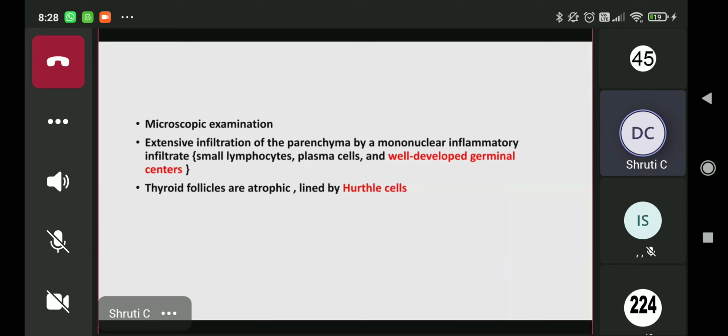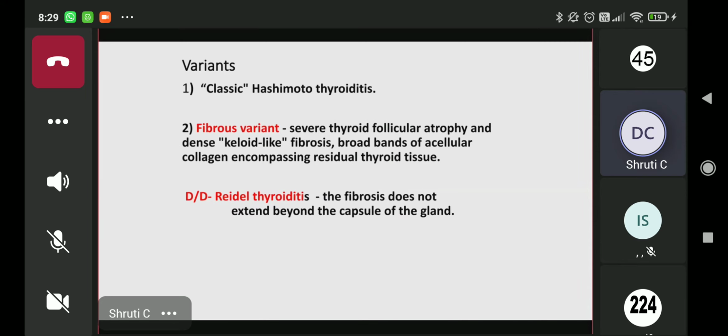Okay, so microscopically, there is extensive infiltration of the parenchyma by a mononuclear inflammatory infiltrate, and the thyroid follicles are atrophic, lined by Hürthle cells. Okay, there are two variants of Hashimoto. One is the classic, and another is the fibrous variant. In the fibrous variant, there is severe fibrosis. But fibrosis is also seen in Riedel's thyroiditis. How is it differentiated? The fibrosis in Riedel thyroiditis does not extend beyond the capsule of the gland.